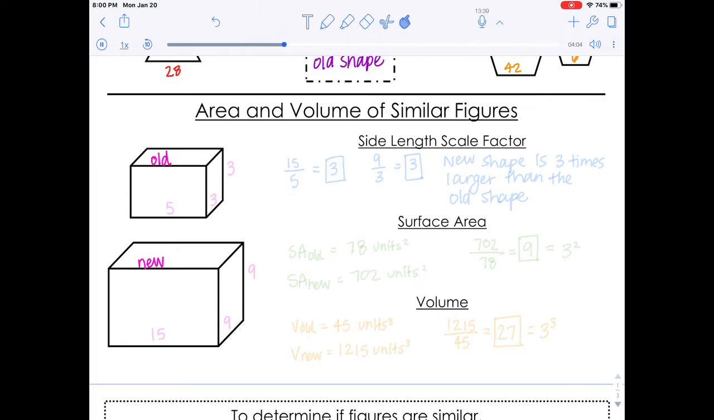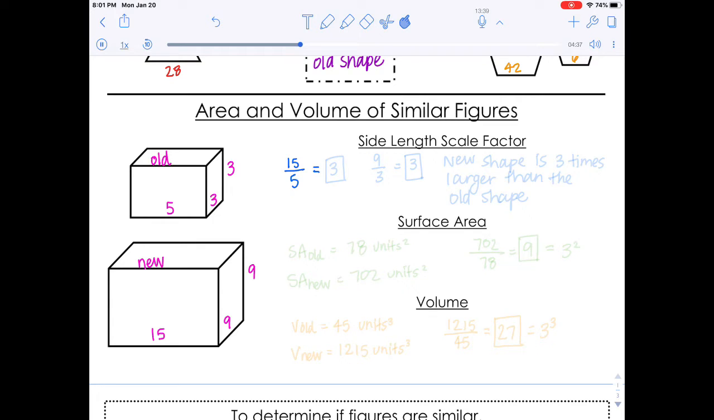To find the scale factor of the side lengths, it's what we just went over. You do new shape over old shape. So we have the side length 15 for our new over 5 for our old, since those are the two that correspond to each other. Those are the front lengths. Then you simplify that and you get 3. So our scale factor for the side lengths is 3. You can do that for any of the side lengths. We could have done that with 9 and 3, and guess what? You'd still get the same scale factor.